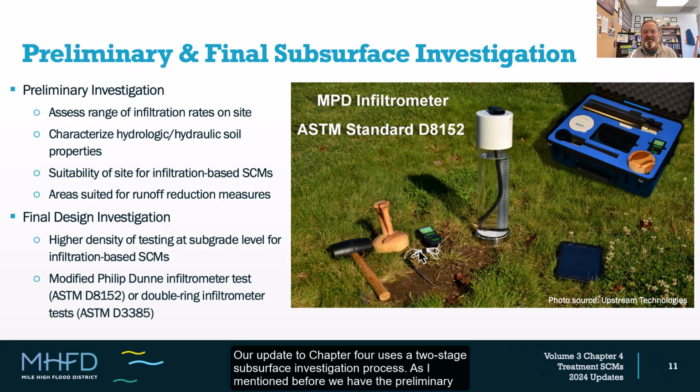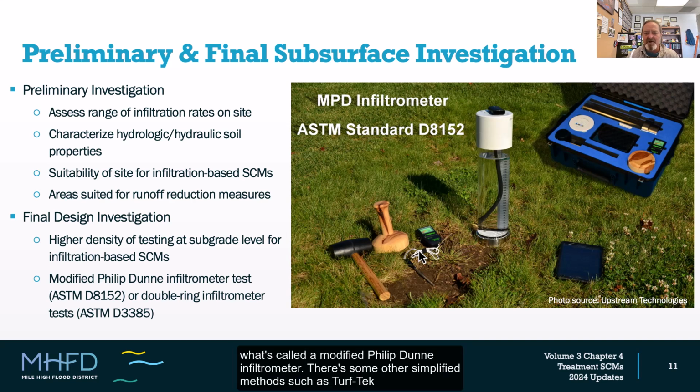Our update to Chapter 4 uses a 2-stage subsurface investigation process. As I mentioned before, we have the preliminary investigation, which could be test pits or test holes. And then what I'm showing in this slide really is the kind of equipment we would use for a final design investigation. And this is showing infiltration measurements using what's called a modified Philip Dunn infiltrometer.